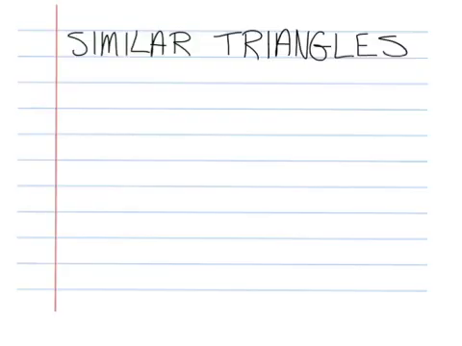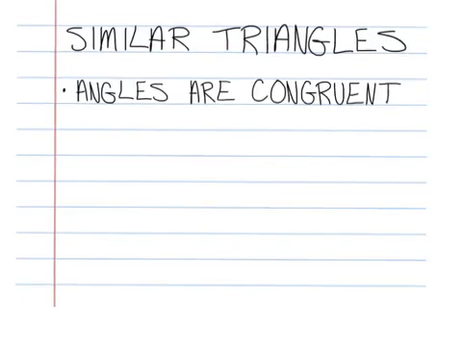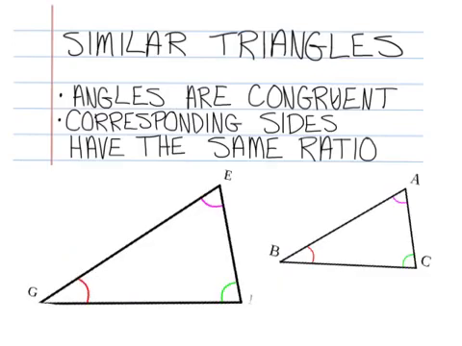Okay, example number 3. Similar triangles. We already talked about the angles of similar triangles. What are they? They are congruent. That's right. Something else we need to know about similar triangles: their corresponding sides have the same ratio. We've already talked about their corresponding angles. So their corresponding angles are equal and their corresponding sides will have the same ratio.